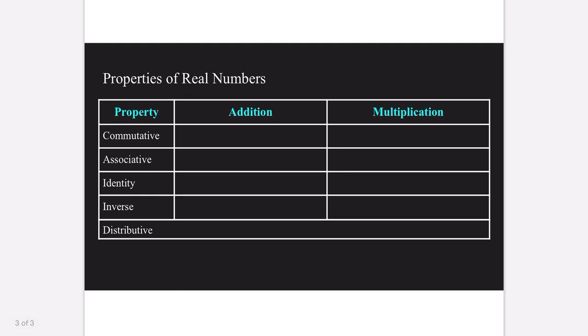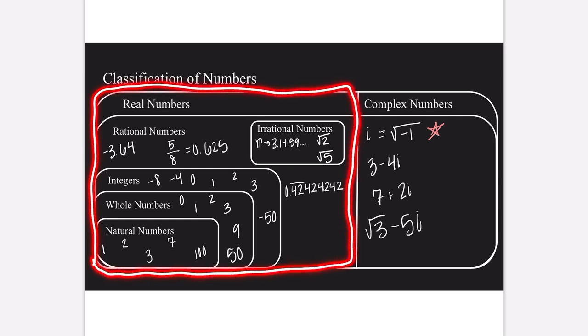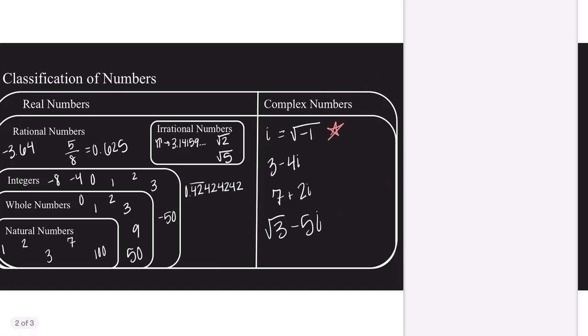So now that we know our types of numbers, we are going to be looking at the properties of real numbers. So let's actually go back. Recall this. These are the real numbers. So basically, these properties we're going to talk about, they're going to apply to everything except complex.